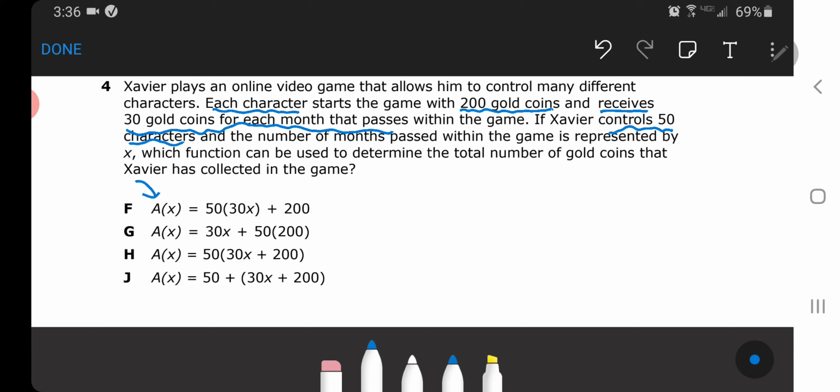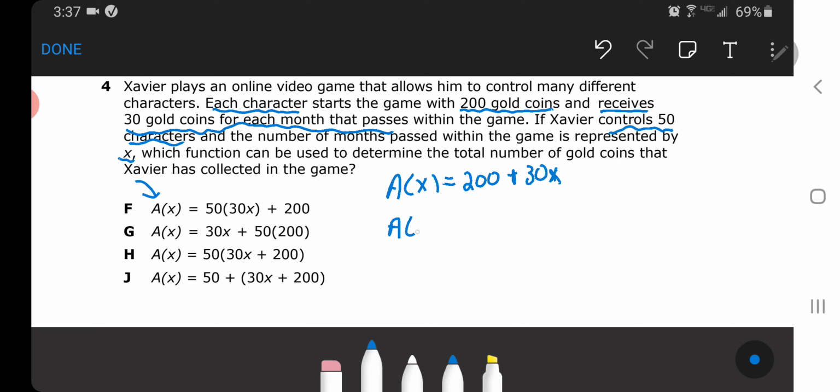And it's no y, they wrote A of x, so I guess they're talking the total amount of x, or amount. Alright, so I'm going to write a total amount x equals, well, let's first determine how many gold coins each character gets. Okay, it's very important. They start out with 200 gold coins. That's a given value, just 200. And they receive 30 gold coins, so add 30 gold coins each month. Remember, we're representing each month with the x variable. So 30 each month. Once again, because month 1, they'll get 30 coins. Month 2, 30 more, so 30 times 2, etc.